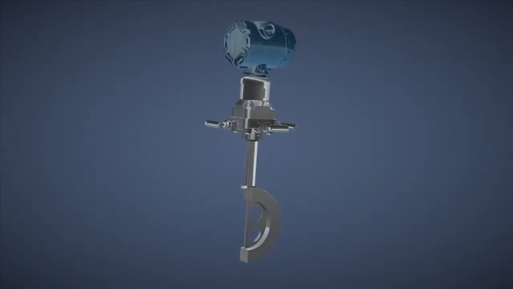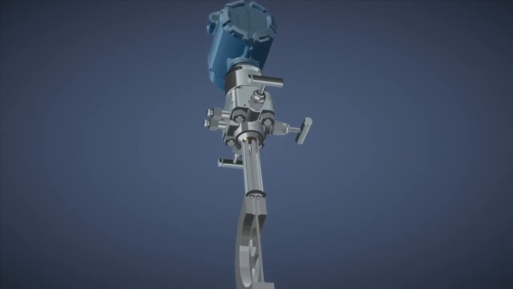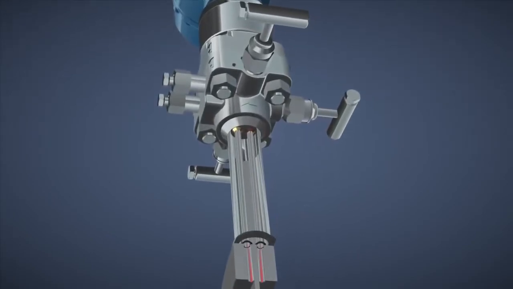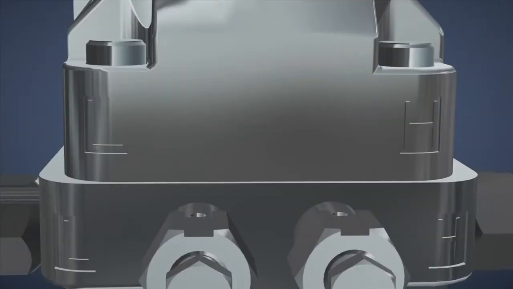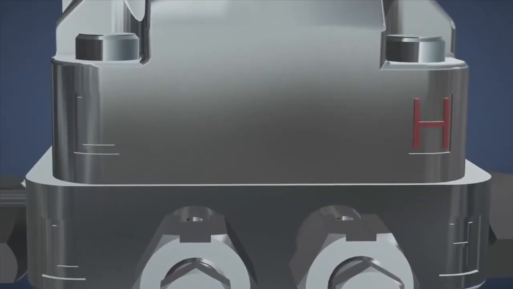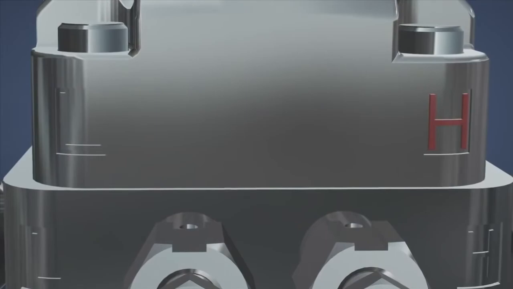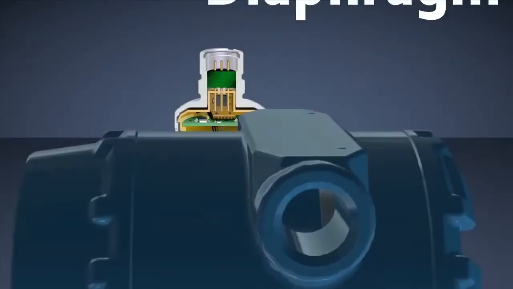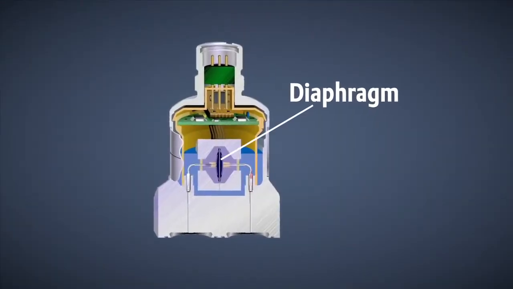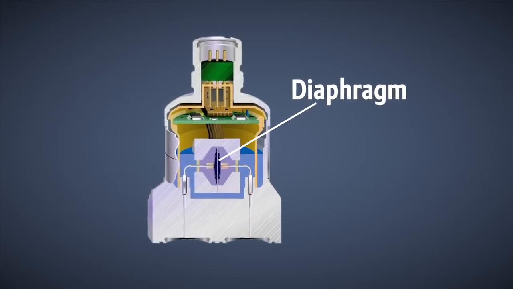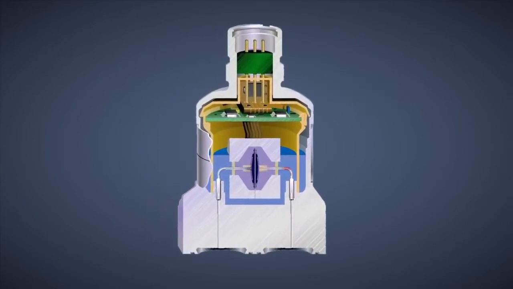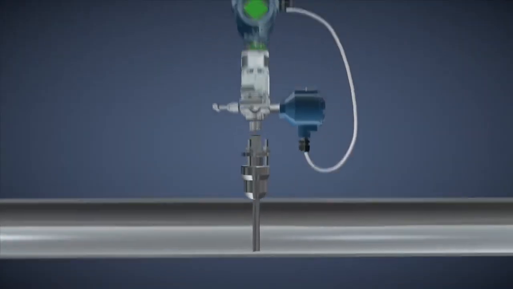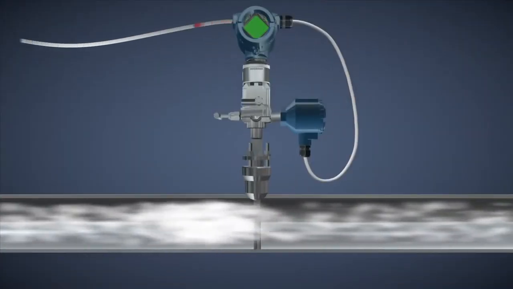The impulse piping of the integrated flow meter runs from the process through the primary element to the sensing diaphragm of the transmitter. On one side of the transmitter is the high pressure side, on the other, the low pressure side. The diaphragm deflects relative to the pressure change from one side to the other. It is very sensitive and can detect very small changes in pressure. The transmitter then relays the DP measurement to the control system.